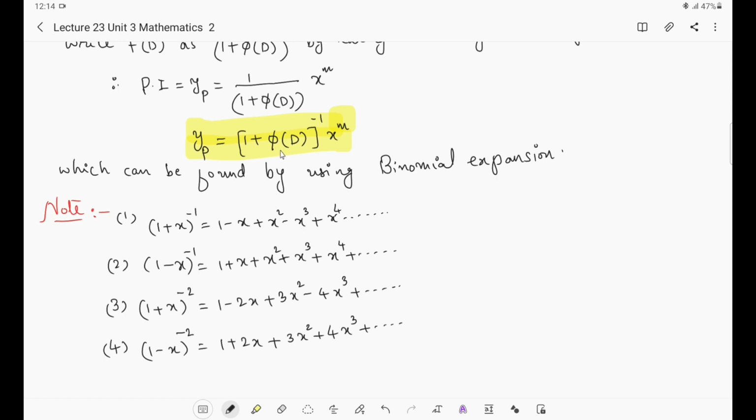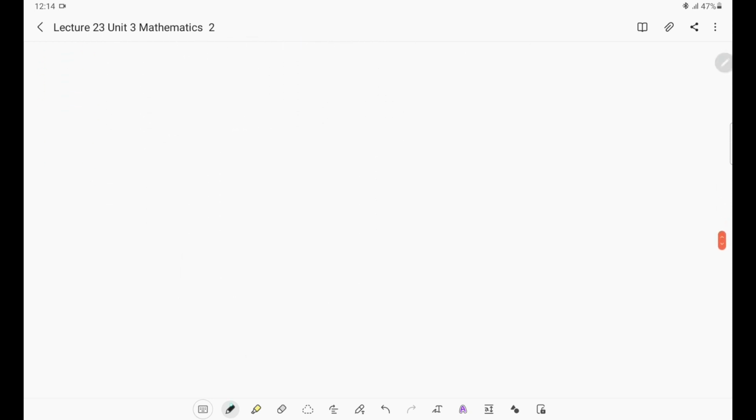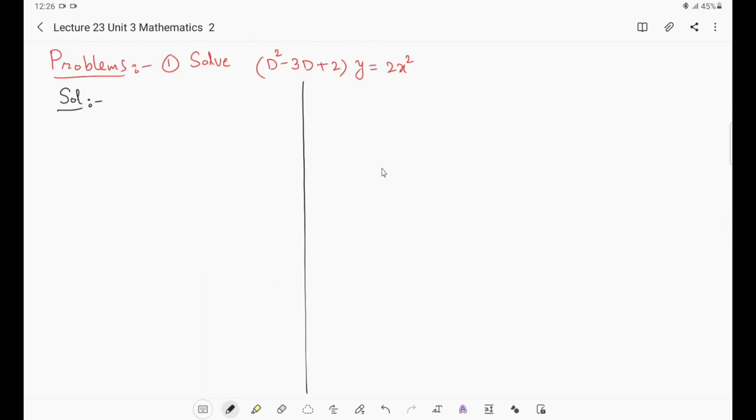Now we will see problems related to this case. Let us consider the first problem. Solve (D square minus 3D plus 2) y equals 2x square. It is a second order differential equation with constant coefficients, and it is non-homogeneous because the right hand side 2x square is there. So how to solve this? We have to find the complementary function first, and then find the particular integral.